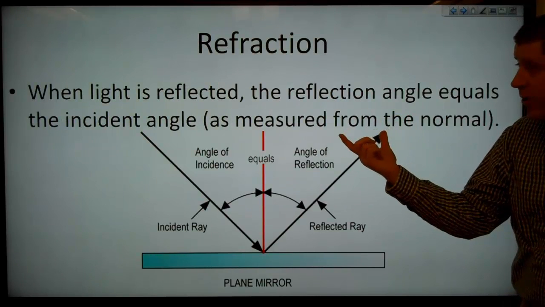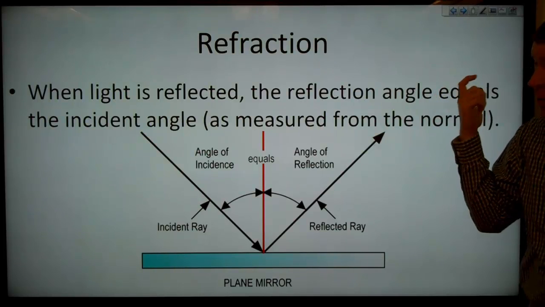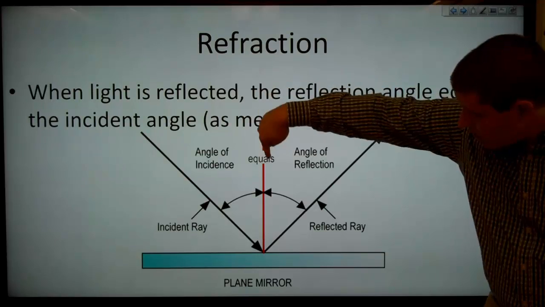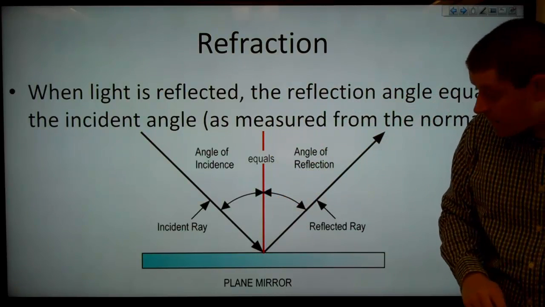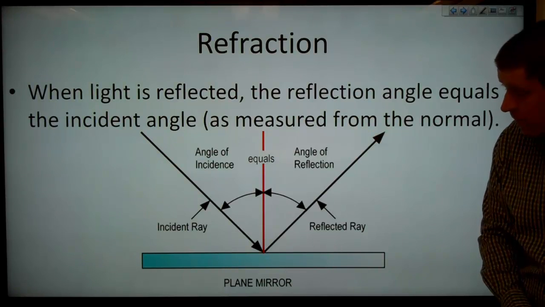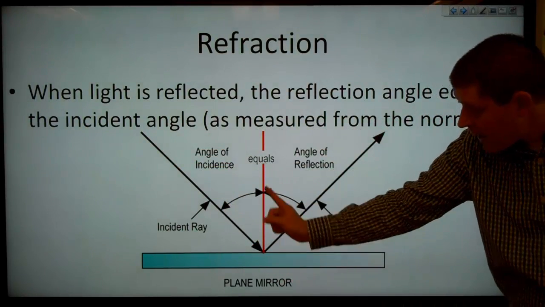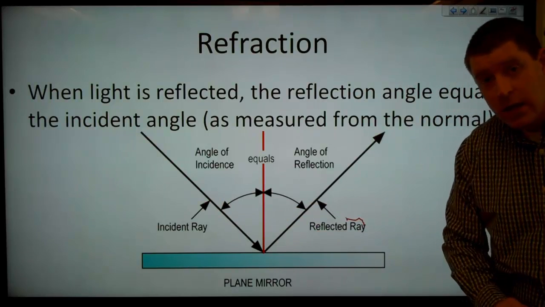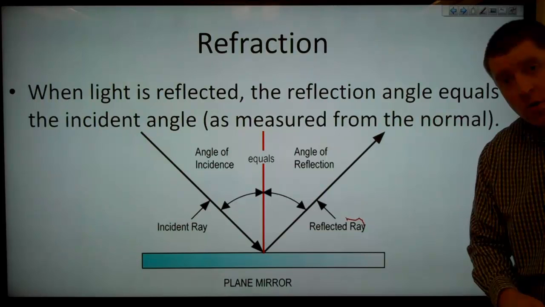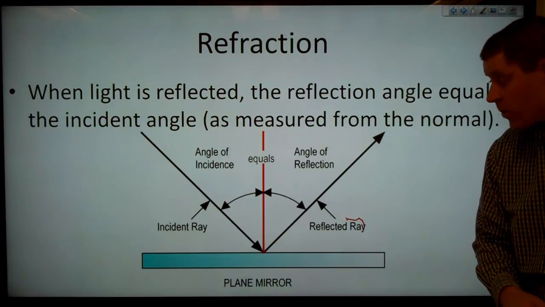Now, when light is reflected, the reflection angle equals the incident angle as measured from the normal. We have a normal line here, the red line, normal to our plane mirror surface. We have our light coming in, and the angle between our normal and the incident ray is equal to the angle between the normal and our reflected ray.